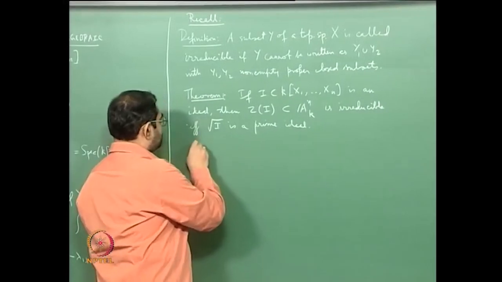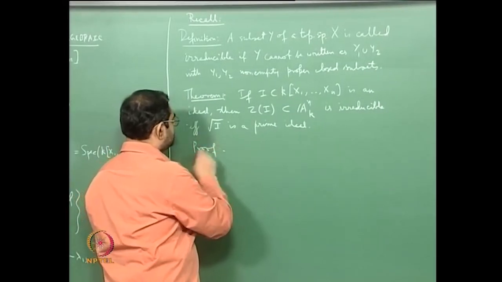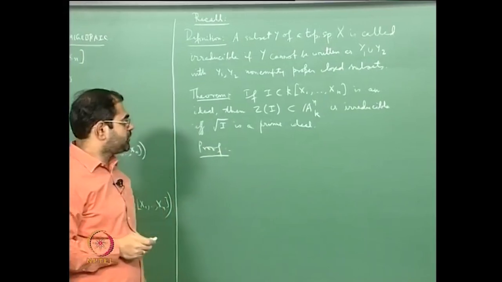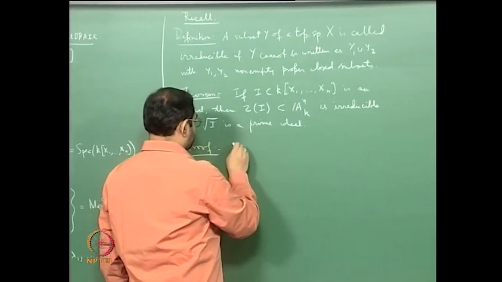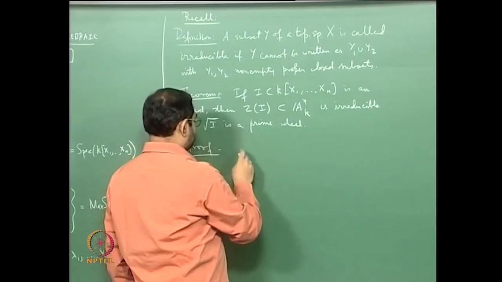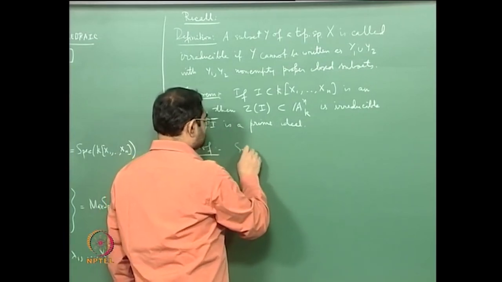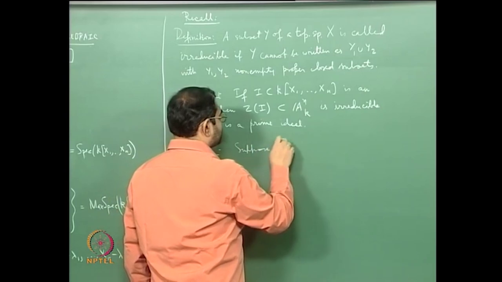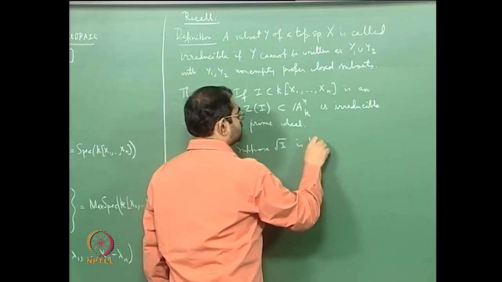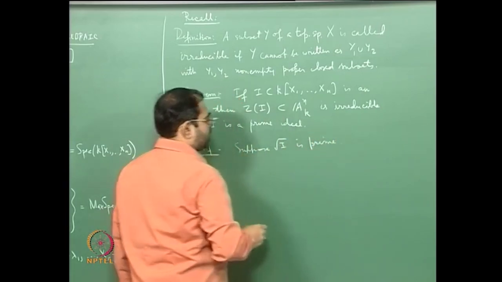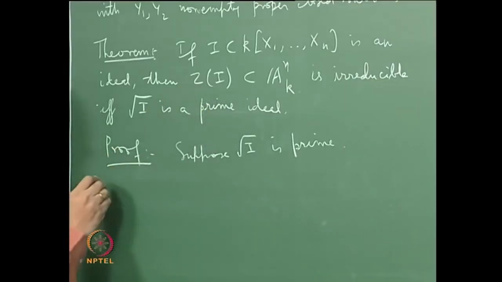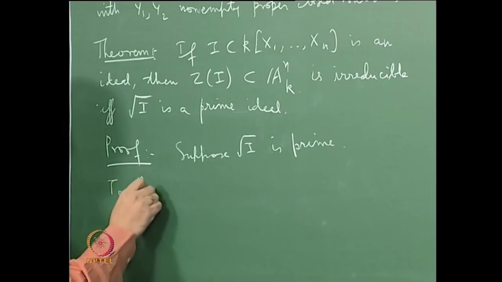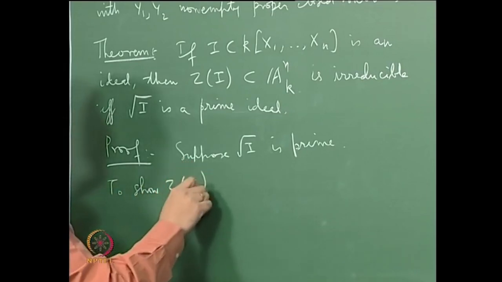So the proof is quite straightforward. So let's do both ways. Let's begin by assuming the radical of I is prime. What do I have to prove? I have to prove Z of I is irreducible.